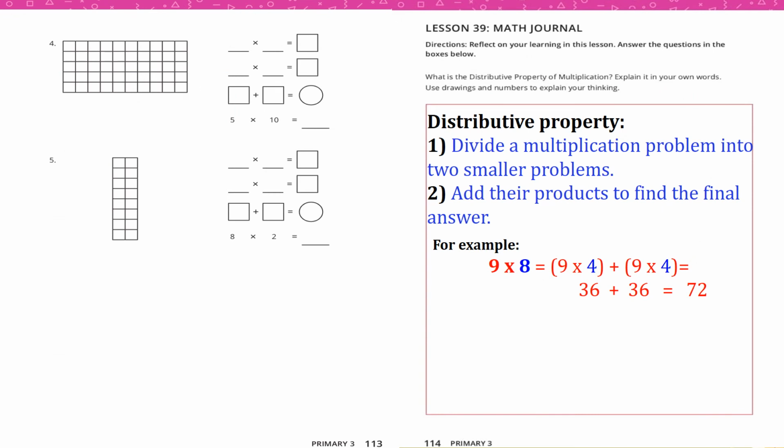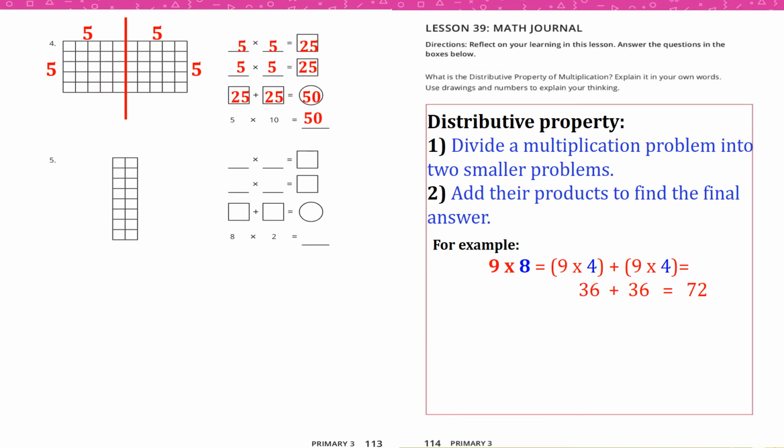Number 4, I will split it like this. 5 columns and 5 columns. 5 rows and 5 rows. 5 times 5, 25. 5 times 5, 25. Let's add 25 plus 25, 50. It's the same if we multiplied 5 times 10, 50.